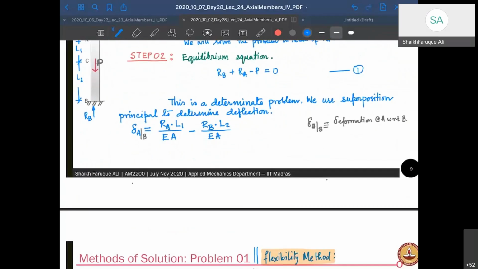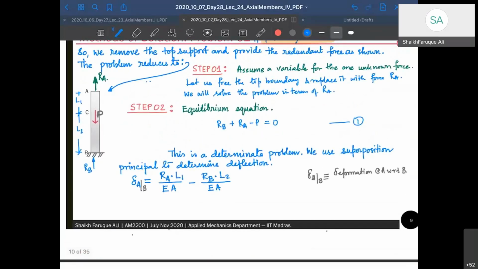Now, what can we do? We can do a few things here. Now, look at this problem. There are two forces that are acting on this problem. One is RA, one is P. Now, I can use the superposition principle because this is a linear structure within its linear elastic limit. Therefore, I want to find deformation at A. What would be the deformation at A given B? B is fixed. So deformation at A is going to be, because of the RA, there will be a tension in the B member, and that tension is going to be RA into L1 by EA.